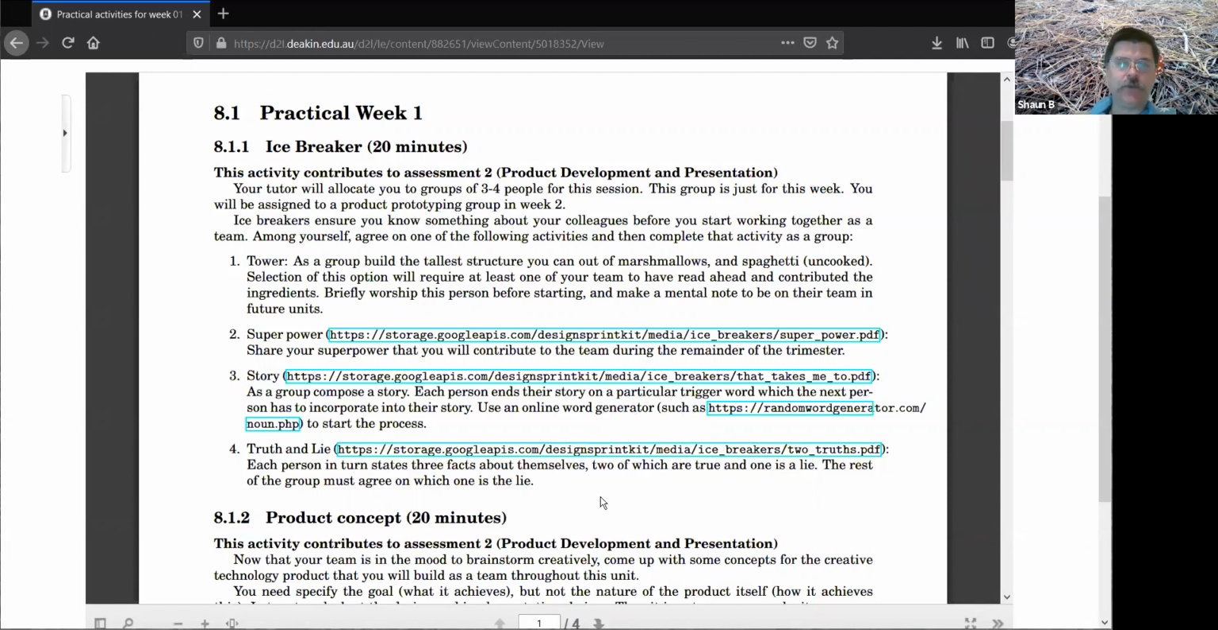Alternatively, there's a game of truth or lie, where each person states 3 facts, 2 of which are true, 1 of which is a lie, and the team have to guess which one that is.